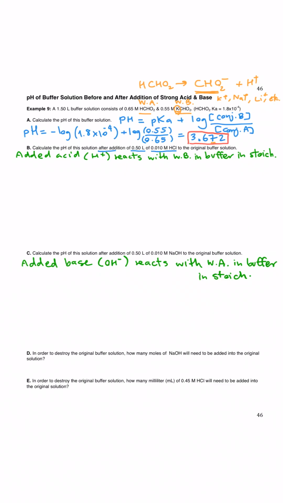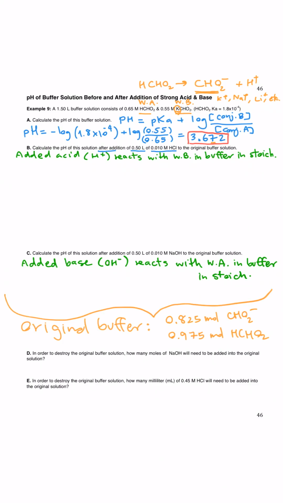In order to destroy the original buffer solution, how many moles of sodium hydroxide will need to be added into the original buffer solution? First, you will need to know in the original buffer solution how many moles of each of those species are available. From the previous calculation, we can see that the original buffer contained 0.825 of the conjugate base and 0.975 of weak acid. So when we add sodium hydroxide to this original buffer, the sodium hydroxide will react with the weak acid available in the buffer solution.